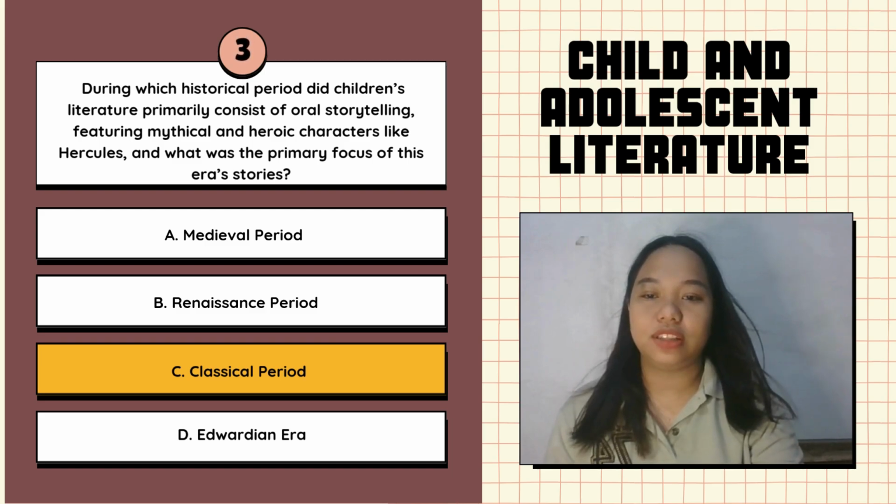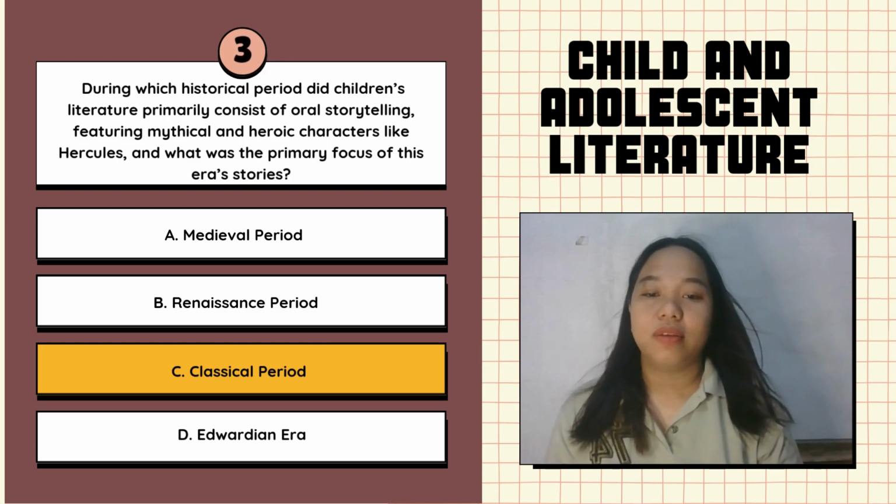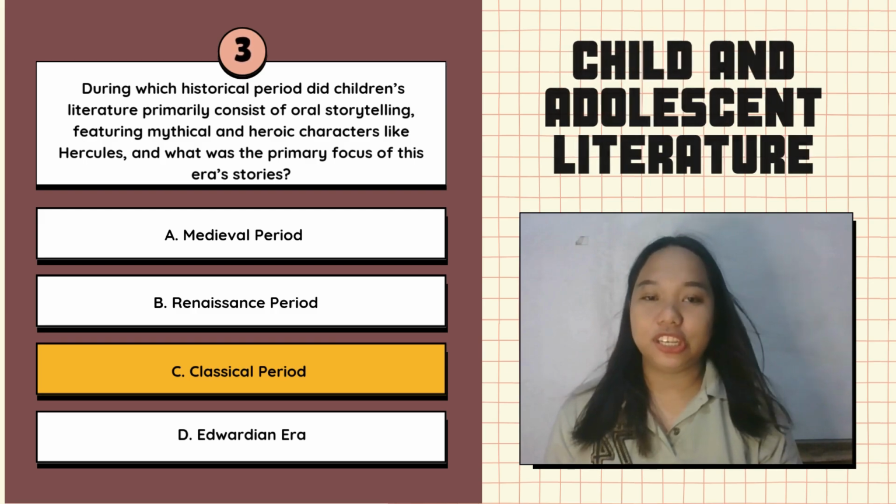So the choices: letter A is incorrect because the medieval period was more religious and centered on Catholic teachings rather than mythology. And letter B is also incorrect because the Renaissance focused on intellectual awakening and educational printing. And lastly, letter D, the Edwardian era, is also incorrect because it was much later and emphasized psychological development and imagination in children's stories.